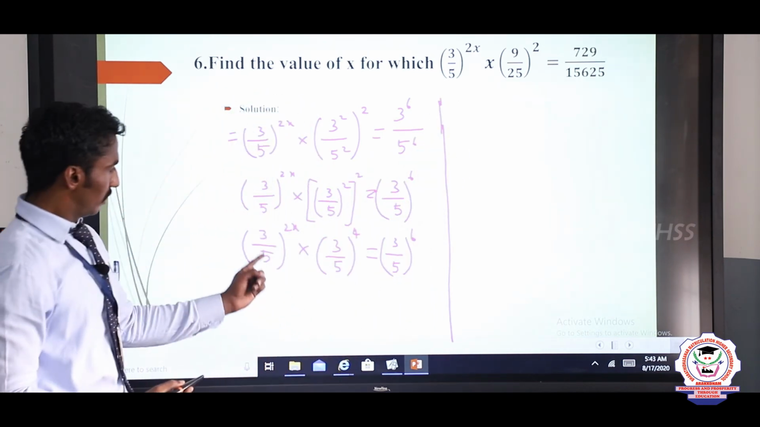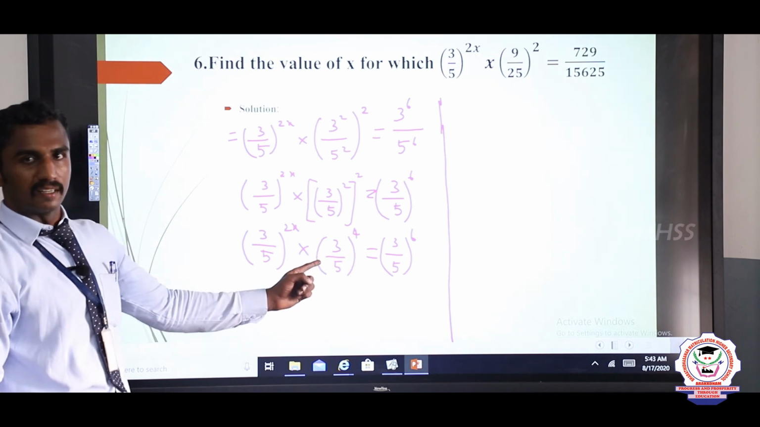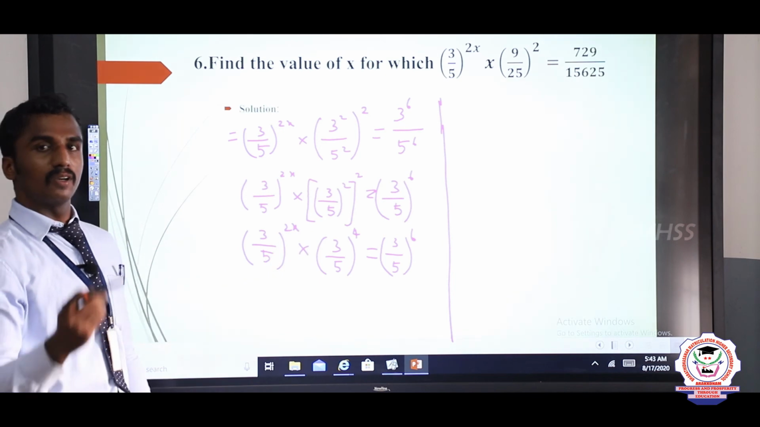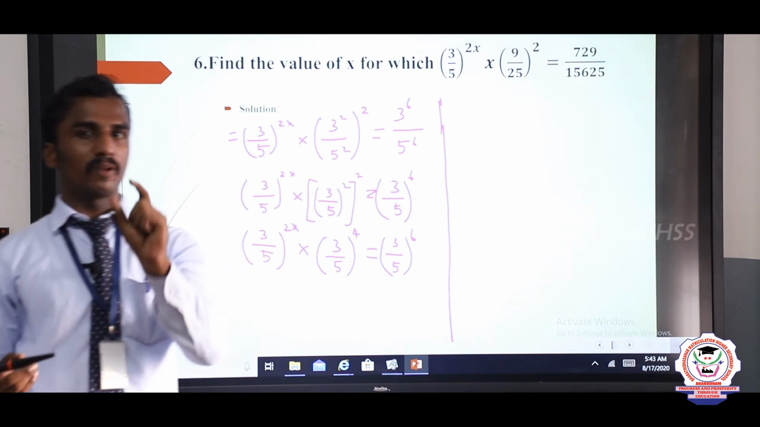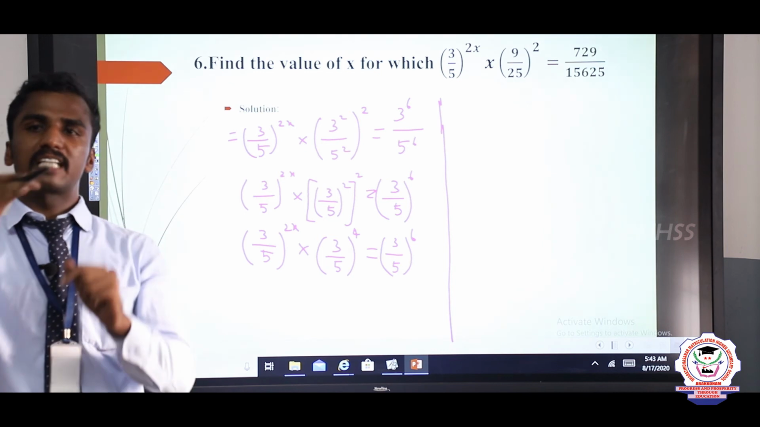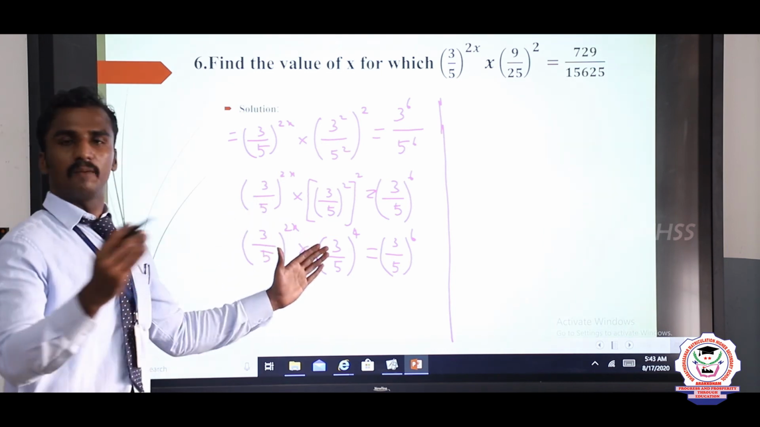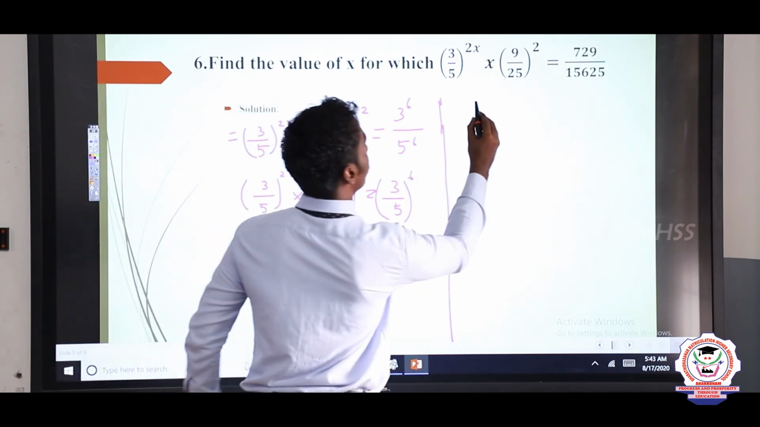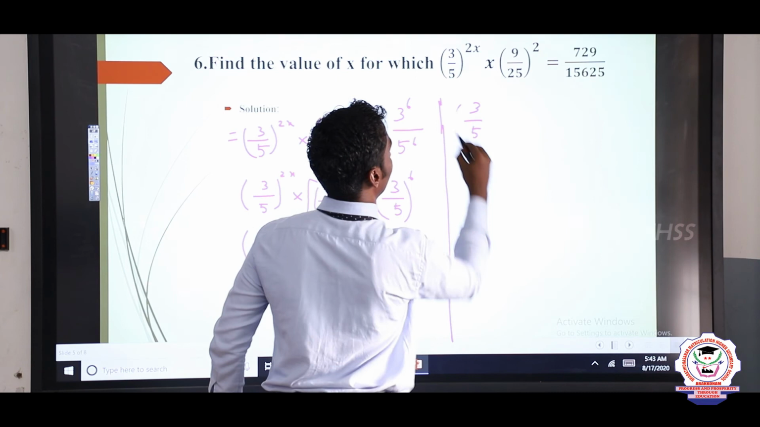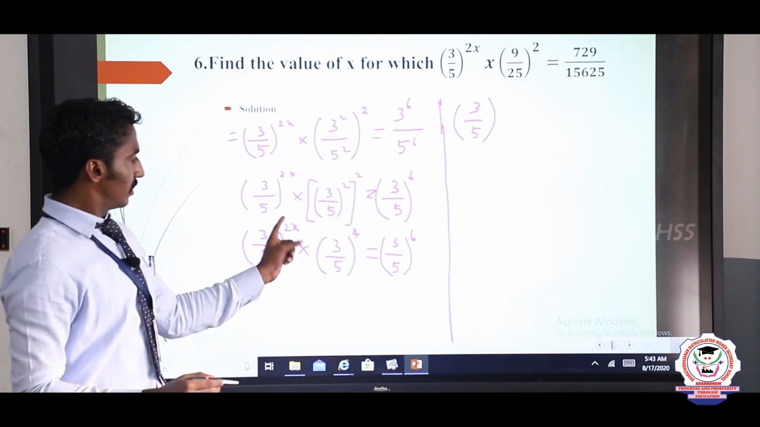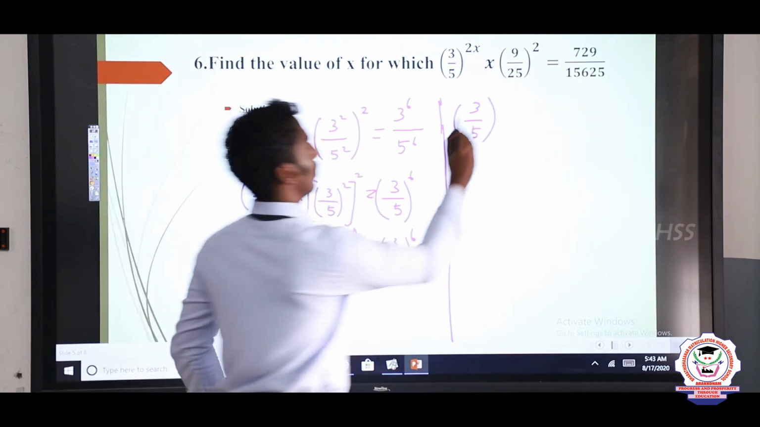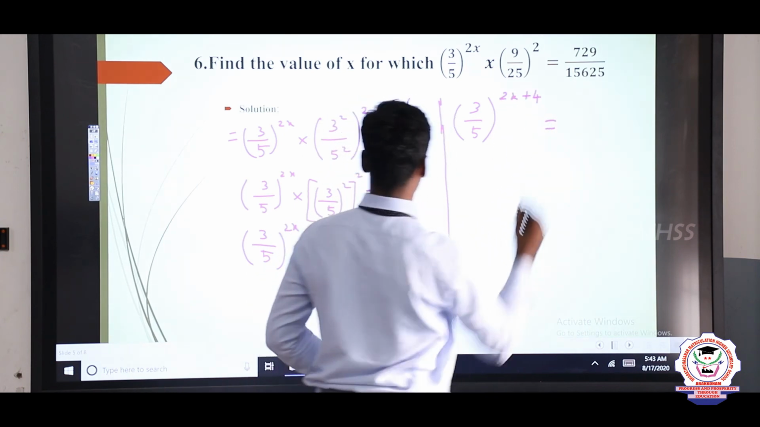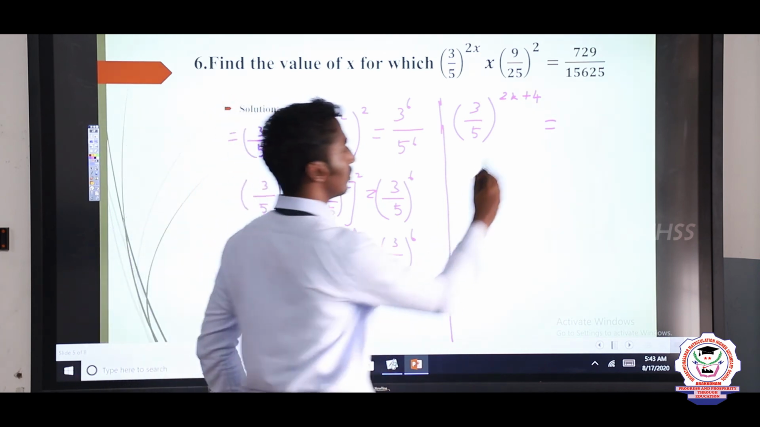What is the formula? A power m into a power n. First formula, product formula. A power m into a power n is equal to a power m plus n. Bases equal, exponents are different. So a power m into a power n equals a power m plus n. So 3 by 5 whole power 2x plus 4 is equal to 3 by 5 whole power 6.